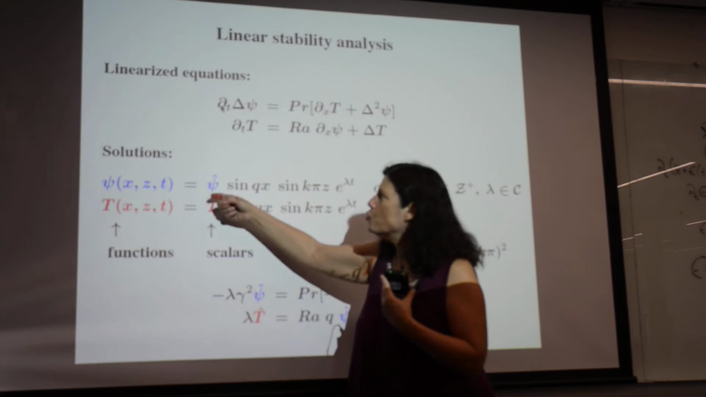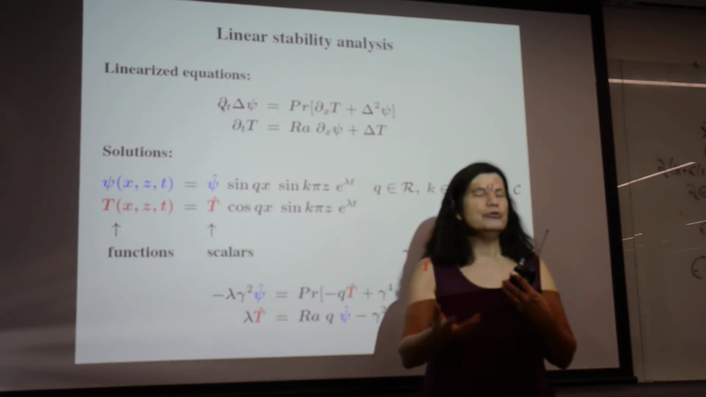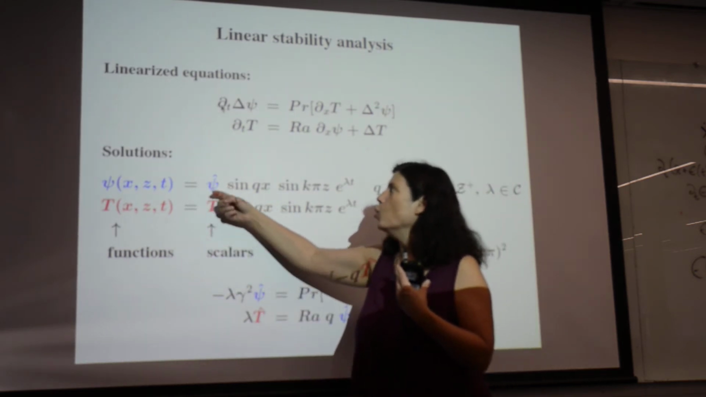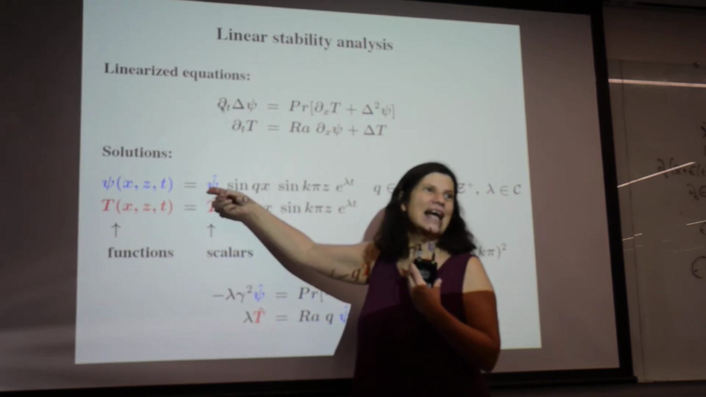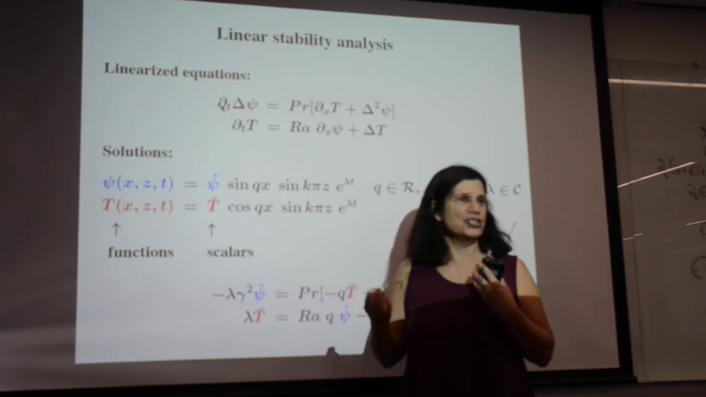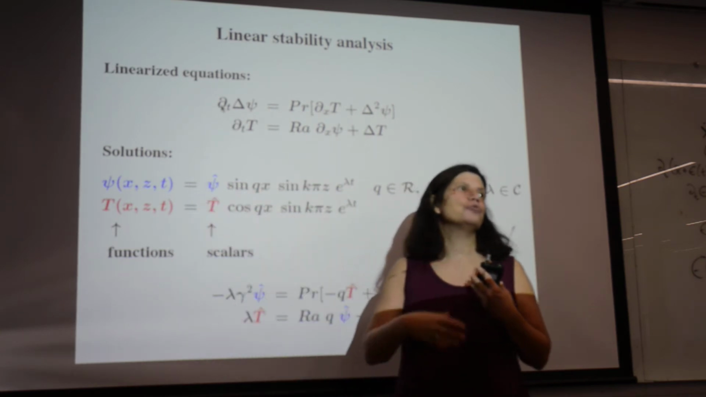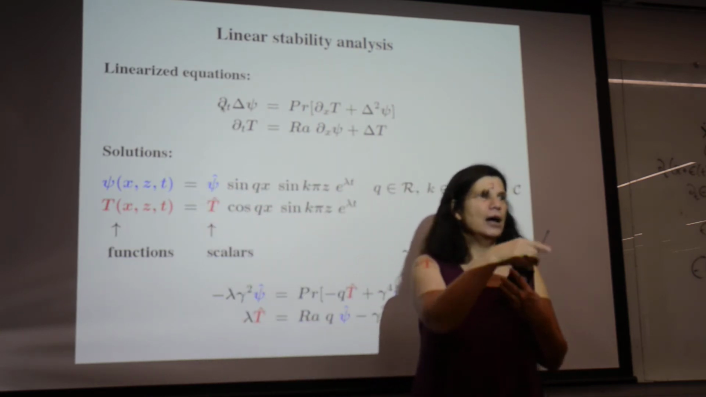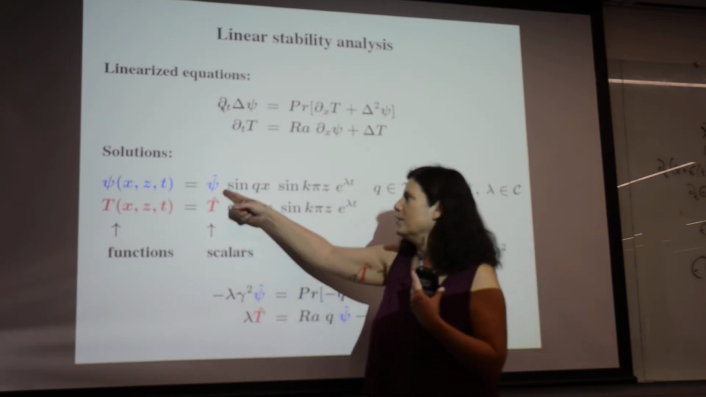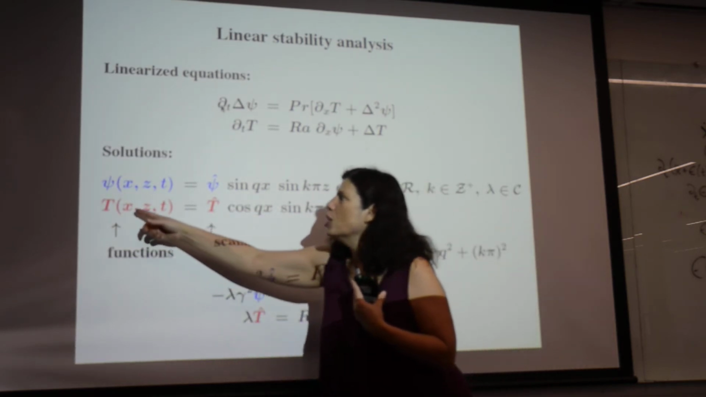Now, we have new quantities, again, overlaying notation. I put hats here, which are merely amplitudes. The psi hat and t hat are constants in front of these functional forms. These are not the same hats as were used for the deviations before. Okay, these are scalars, and these are functions of x, z, and t.